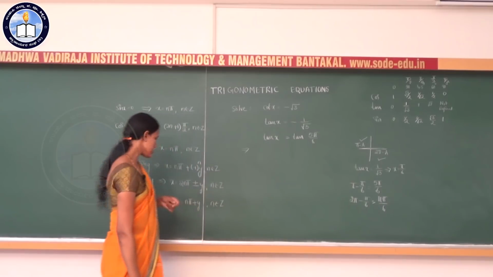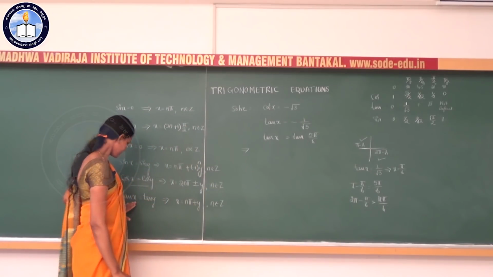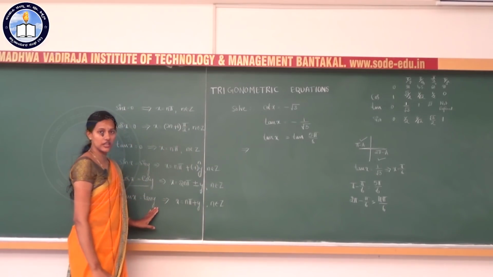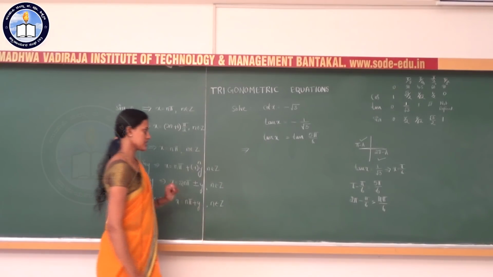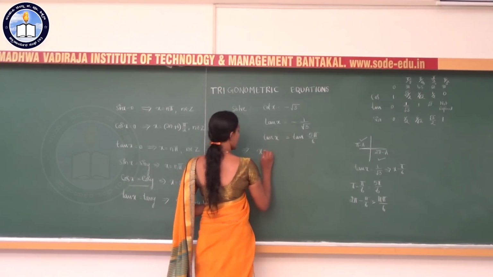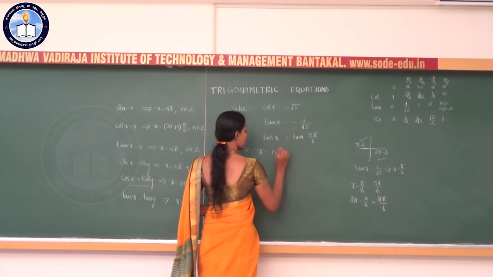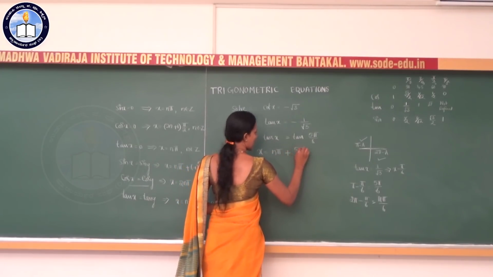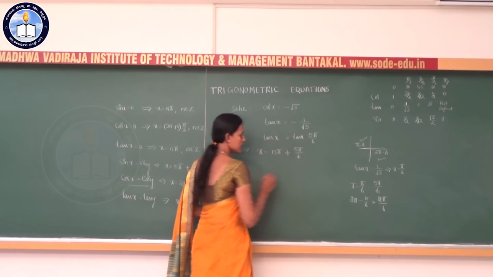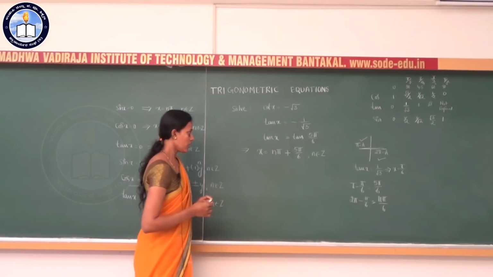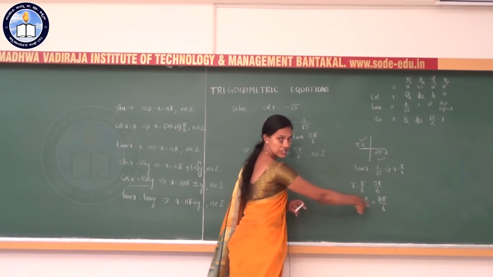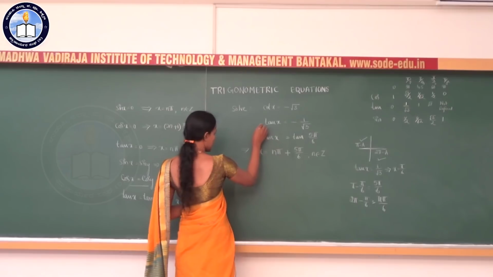So we can write the general solution using the theorem. Tan x is equal to tan y implies x is equal to n pi plus y. So here x is n pi plus 5 pi by 6, where n is an integer. Also we can use the second principal solution for the same equation.